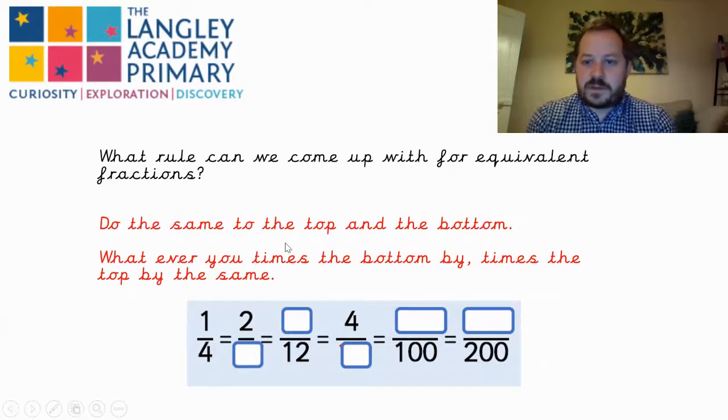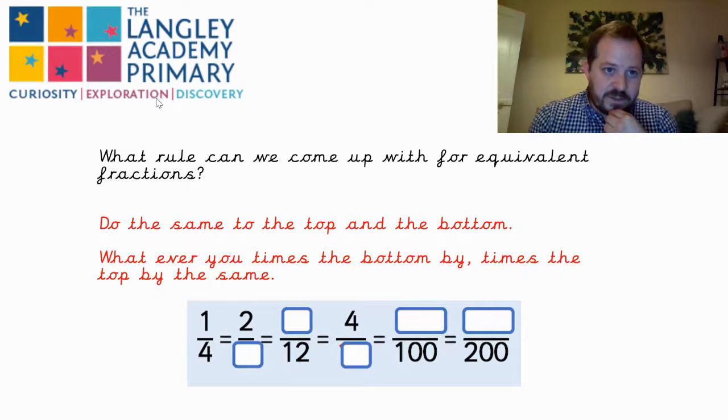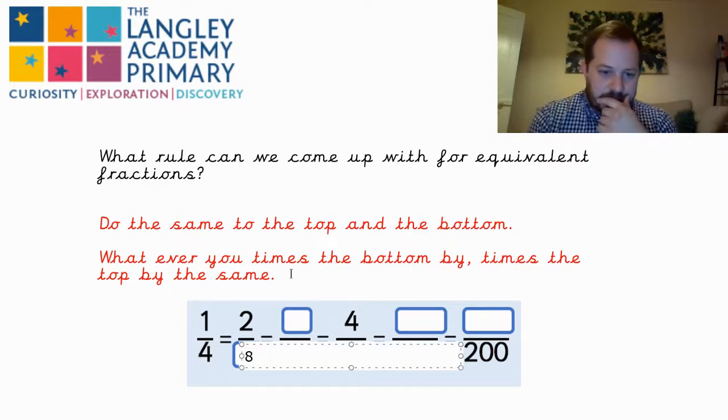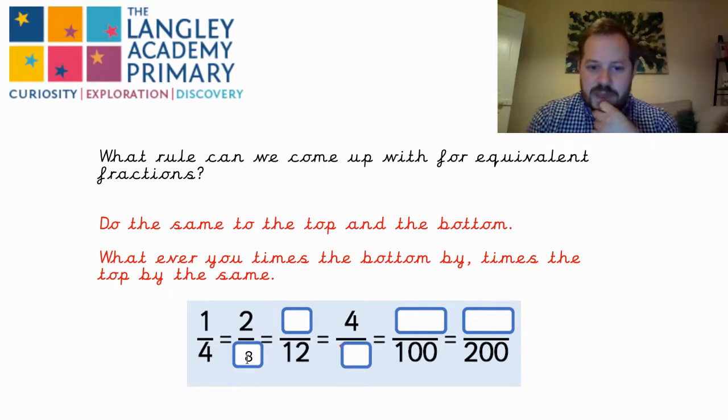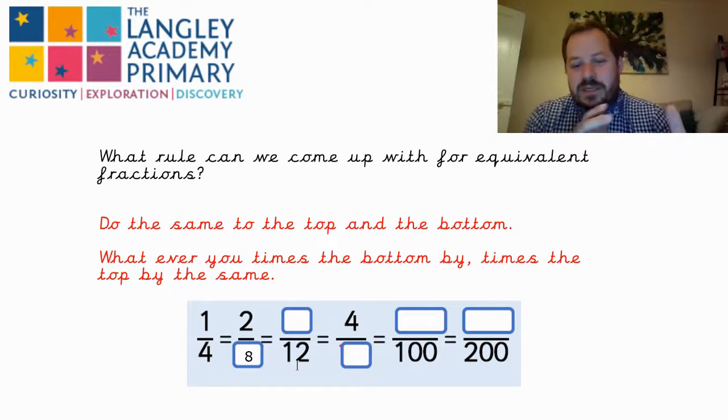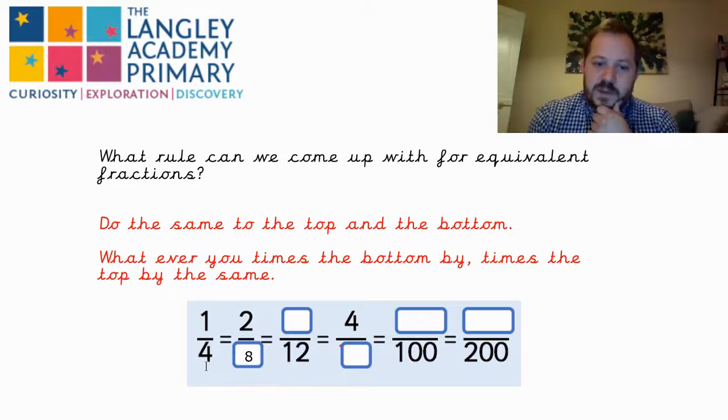So let's have a look and see if this works for us. So down here, I've got some different fractions. What we have to do is work out what we've done on the top, and that will give us what's happening on the bottom. So we go from 1 to 2, we've times it by 2, so we must times the bottom by 2. So 4 times 2 equals 8. Now this next jump, 8 times, it's not a nice number to get there. So let's go back to the 4.